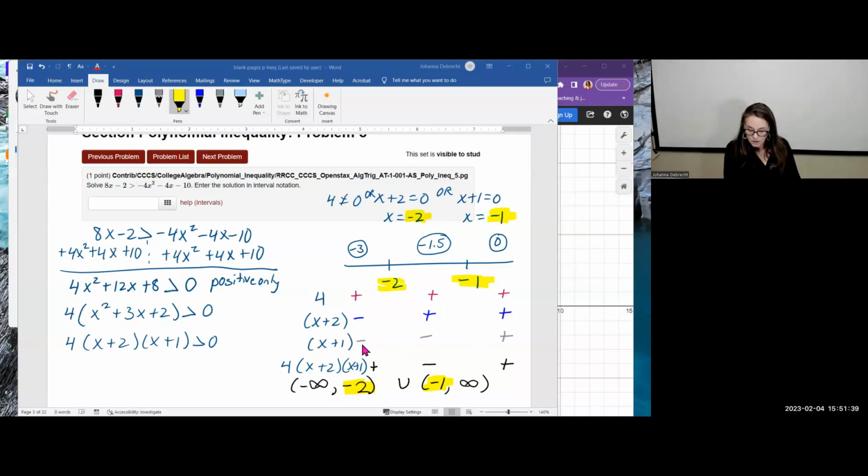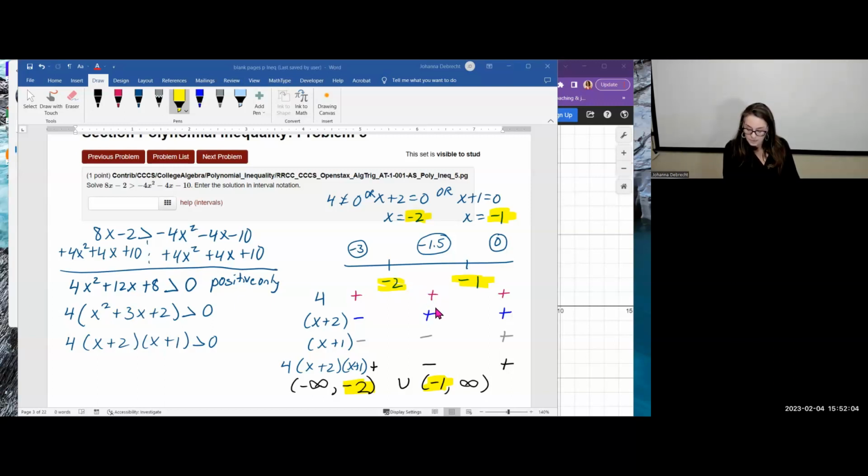Now we multiply all the factor signs together. Positive times negative is positive. So to the left up to negative 2, it's positive, but not including negative 2. At negative 2, it's 0. 0 is not positive and it's not negative. It has no sign. It's the only number that has no sign, kind of a special deal.